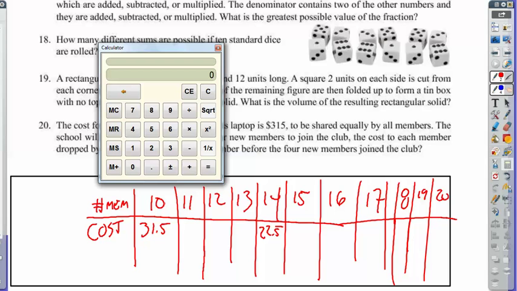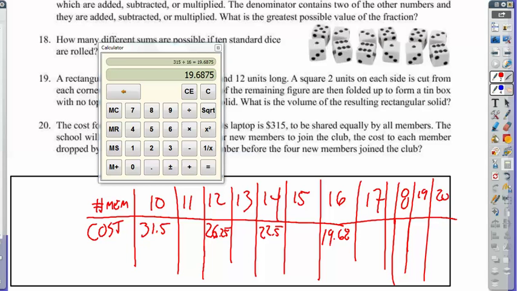So let's try 12. So if I have 315 divided by 12, I have 26.25. Let's try 16. So 315 divided by 16, I get 19.68. Well, already I can see the cents aren't going to work out. And now it is a little bit less than 5. Huh. Or sorry, it's still larger than 5. What am I thinking? I need to go to bed.